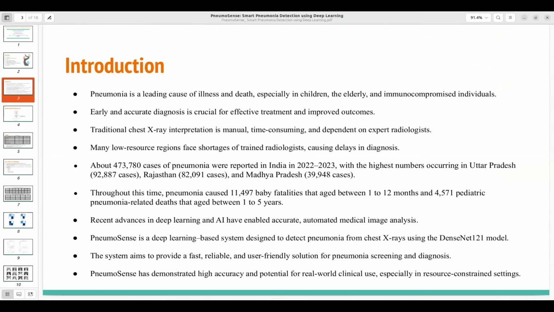and mostly in elderly people. So early and accurate diagnosis of pneumonia is very much important, using machine learning and AI techniques. Traditional pneumonia detection currently is done manually through chest X-ray, but again it's time consuming, and the results of manual interpretation depend on expert radiologists.